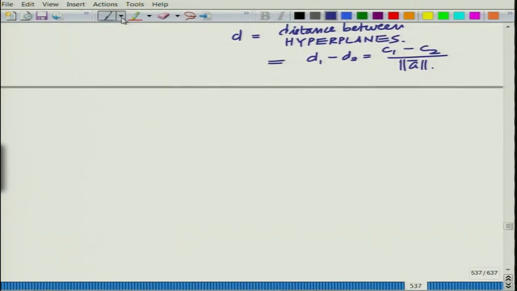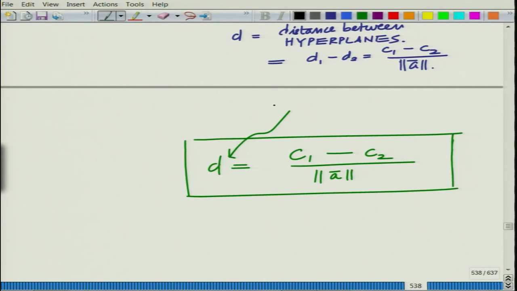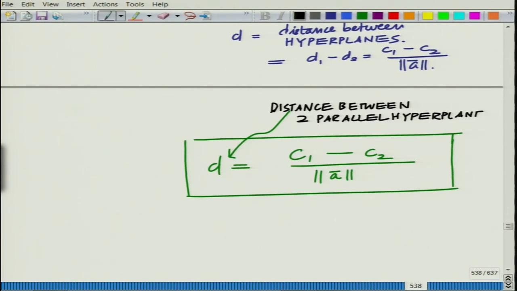So the distance between the hyperplanes d equals c1 minus c2 divided by norm a bar, and remember this is the distance between two parallel hyperplanes, otherwise they are going to intersect, in which case the distance is, of course, not constant and the minimum distance will be 0. So this is the distance between two parallel hyperplanes. Okay.